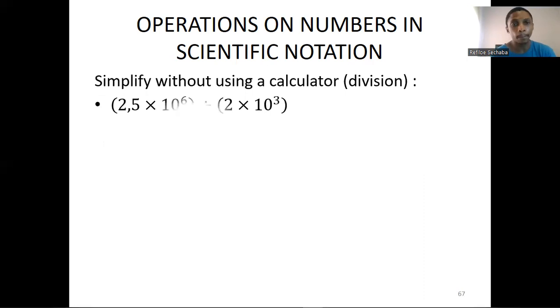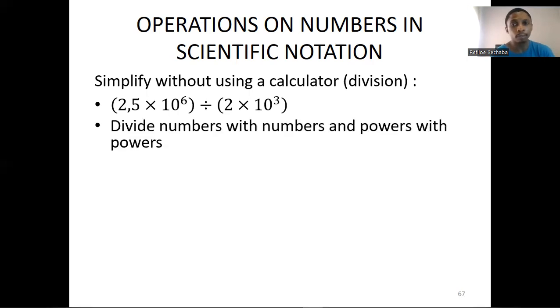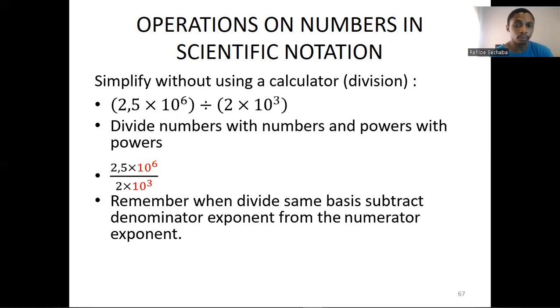Okay, let's get to this one here. What are you going to do? Divide numbers with numbers and powers with powers. Just write them on top of one another. What is 2, 5 divided by 2? It is 1, 25. And what is 10 to the exponent of 6 divided by 10 to the exponent of 3? So you're going to write 10 as one base, and then you take 6 minus 3. 6 minus 3 will just give you 3. So it's 1, 25 times 10 to the exponent of 3.